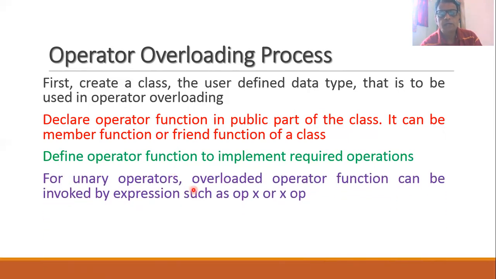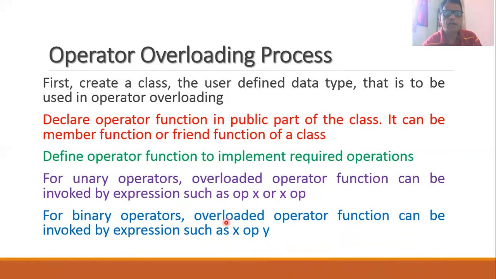For unary operators, the overloaded operator function can be invoked by an expression such as operator X or X operator, where X is the argument. If the operator that is being overloaded is unary, that is, it has only one operand, in such a case, you can invoke the operator function by using the operator followed by the argument, or the argument followed by the operator.